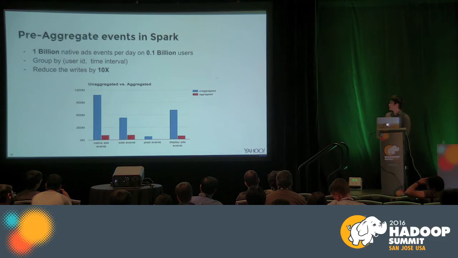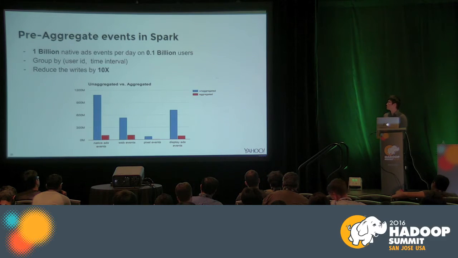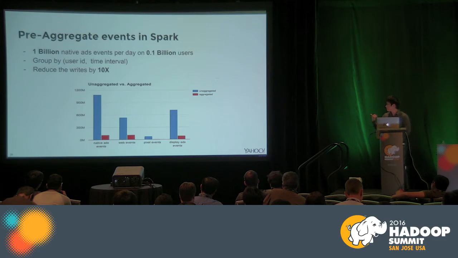So this brings us to the solution that we can group all the data by user ID and a fixed time interval based on the event type. For example, the time interval could be 5 minutes, half an hour, or even 1 hour. In this way, we can dramatically reduce the number of writes to HBase. Here's a histogram showing the number of records before aggregation and after aggregation. You can see we can reduce the writes by 10 times here.